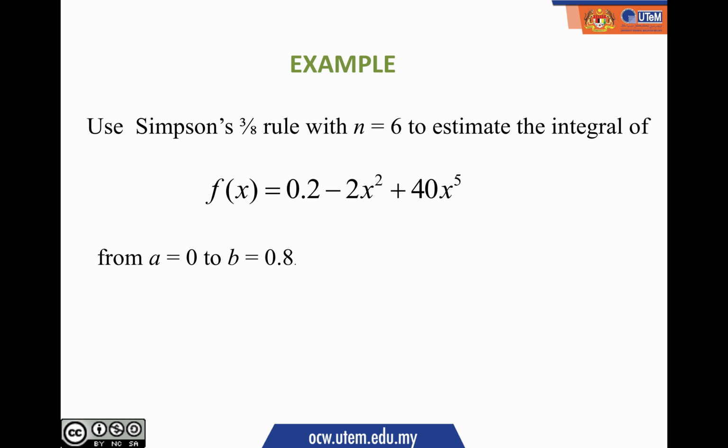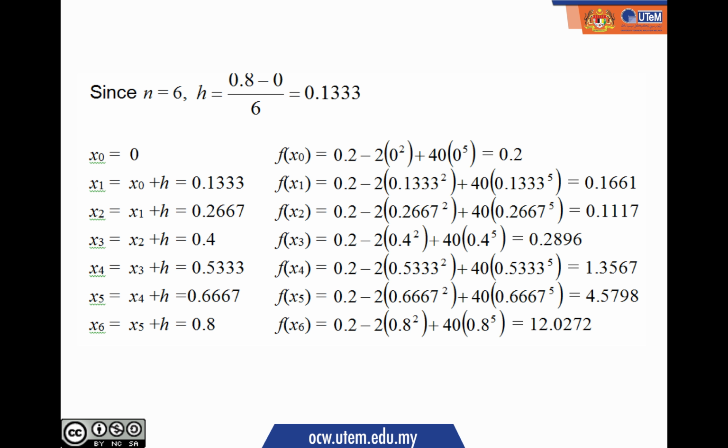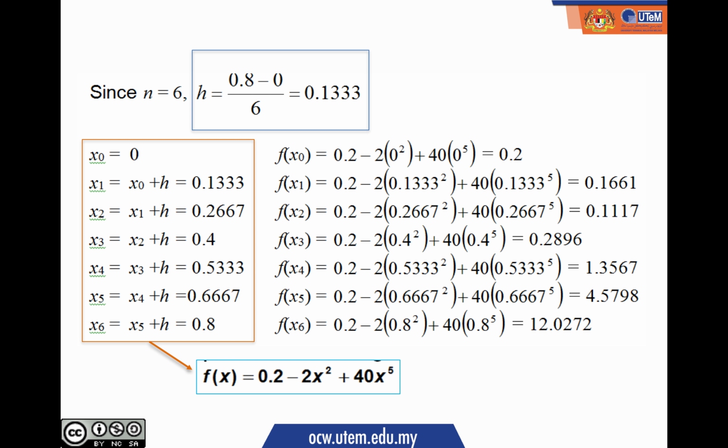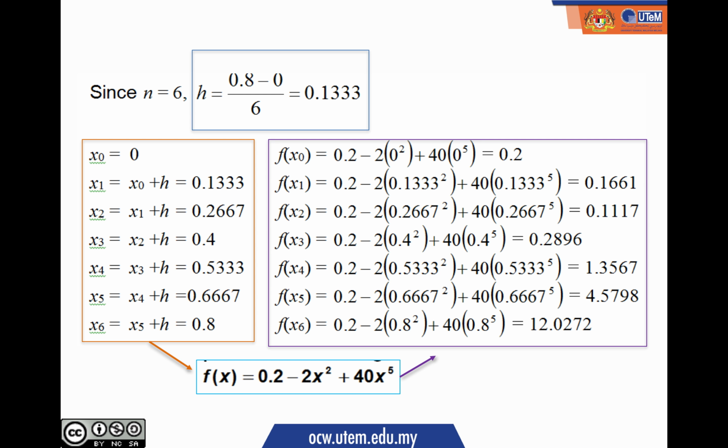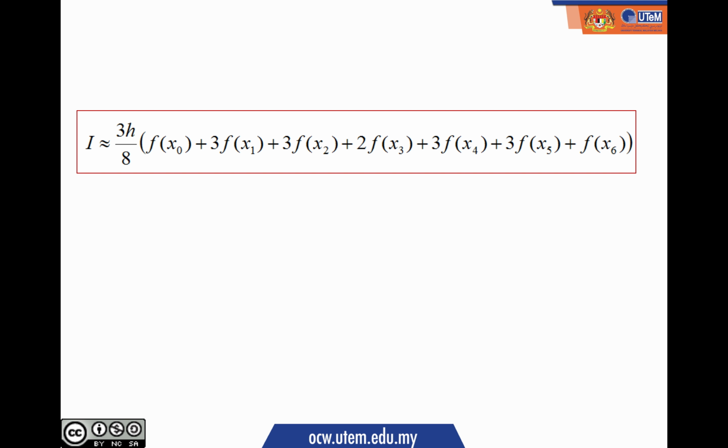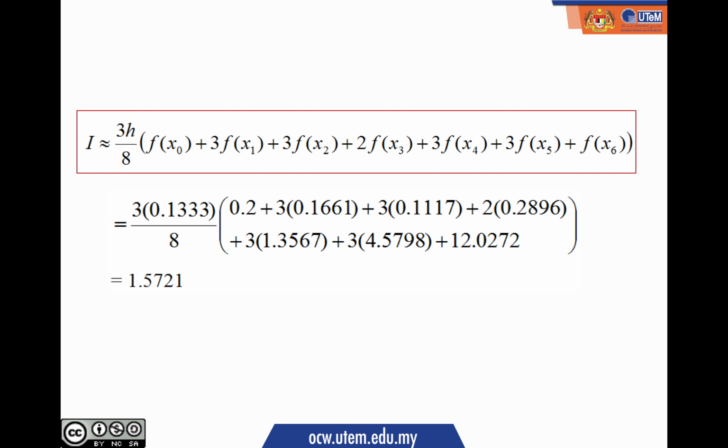Okay, let's look at the example for the case where n equals 6 segments for Simpson's 3/8 rule. First, we will find the value of h by dividing the integration interval by 6. Then, we will substitute the resulting 7 points into the integrand, so these are the corresponding values that we will get. Now, let's substitute these values into the formula of composite Simpson's 3/8 rule, and this will be our answer.